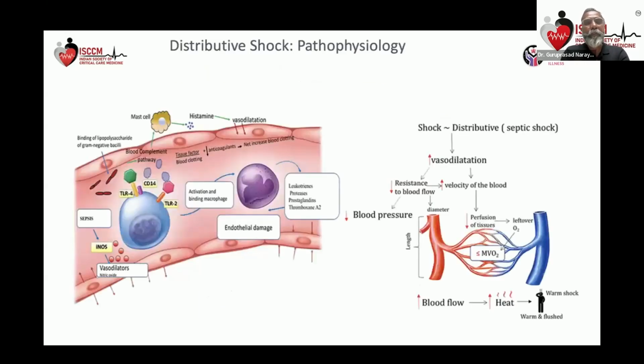What basically happens in a distributive shock, especially in sepsis, is a release of inflammatory markers like leukotrienes, protease, and prostaglandins, causing endothelial damage, and the nitric oxide released from the cells can cause vasodilatation. Because of vasodilatation, there is low resistance to blood flow, and the velocity is increased. So the blood flow is good in the peripheries, and heat is generated. A septic shock patient is usually warm, and we call it a warm shock.